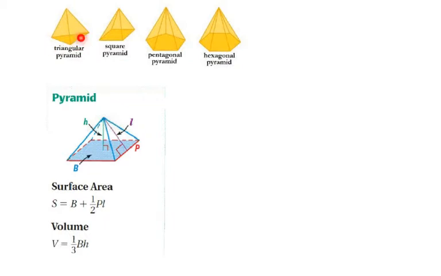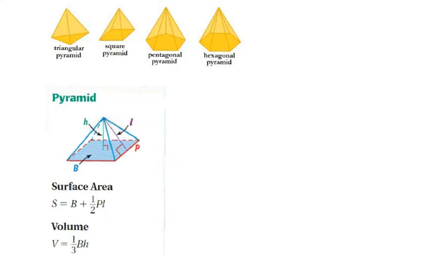A triangle base has 3 sides, so it's going to have 3 triangles coming up. A pentagon base has 5 sides, so it has 5 triangles coming up and meeting at a point. And that is what a pyramid is.